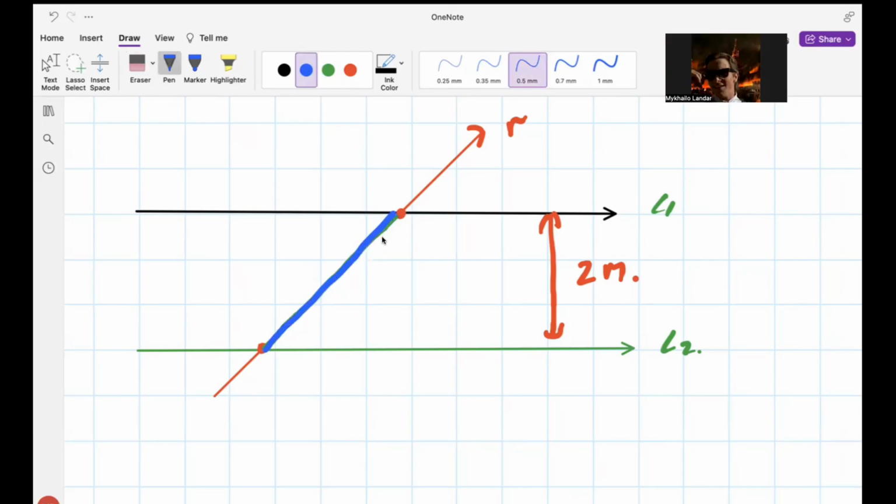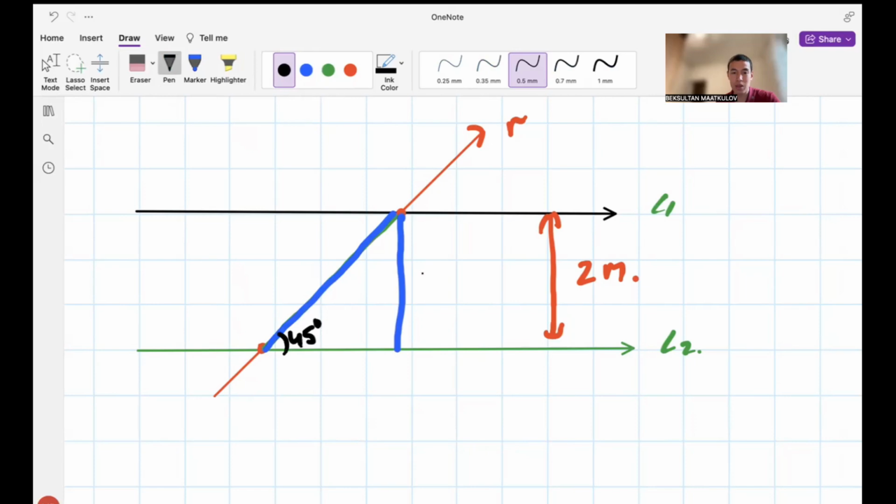We can say that it's a triangle. You can continue a perpendicular from this point, and you can build a triangle, right? What we know is that this is 45 degrees, and if we draw the perpendicular line, we know that this is 90 degrees, right? And what's the measurement of this angle then?